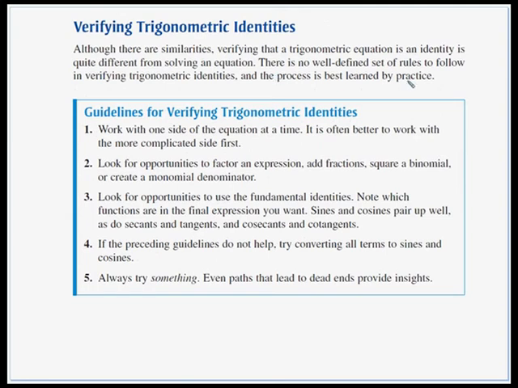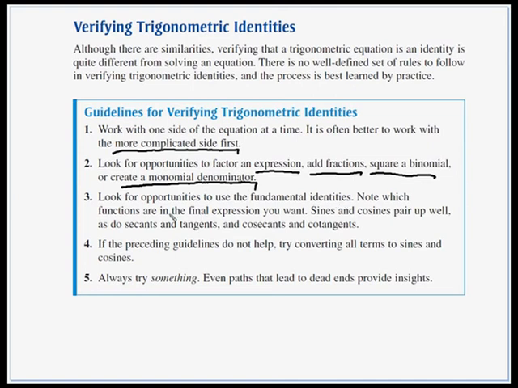There is no well-defined set of rules to follow to verify trig identities, and the process is best learned by practice. You know, a lot of it's trial and error, but there are some vague guidelines to work on these trig identities. First one, work with one side of the equation at a time. It is often better to work with the more complicated side first. Look for opportunities to factor an expression, to add together fractions, square a binomial, or create a monomial denominator. Look for opportunities to use the fundamental identities.